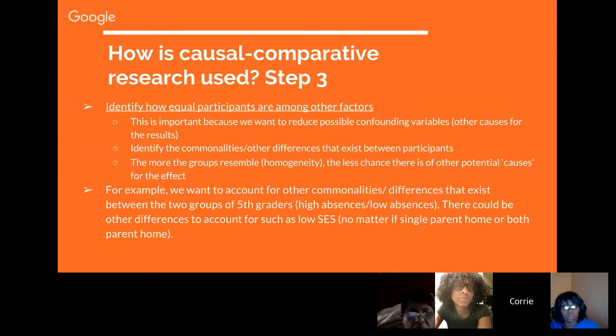In step 3, we will identify how equal participants are among other factors. This is important because we want to reduce possible confounding variables, which are other causes for the results. We would identify the commonalities or differences that exist between these participants. The more the groups resemble, referred to as homogeneity, the less chance there is of other potential causes for the effect.